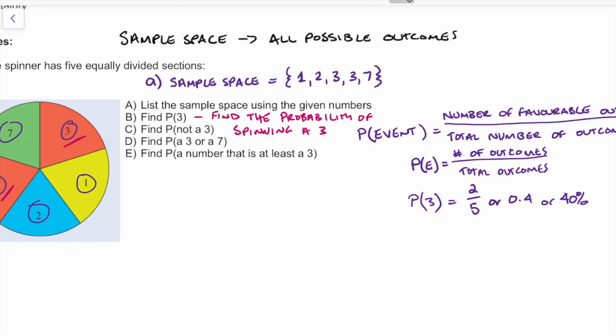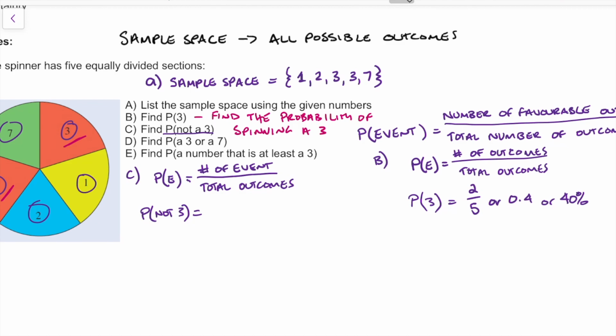All right, for question C, we're going to do the same thing. We're going to take the probability of the event, the number of outcomes over the total outcomes. Let's write it as outcomes this time, just so you can see it. Now we fill in what we need. For this one, we want not a 3. So we even write that in there. So not 3.